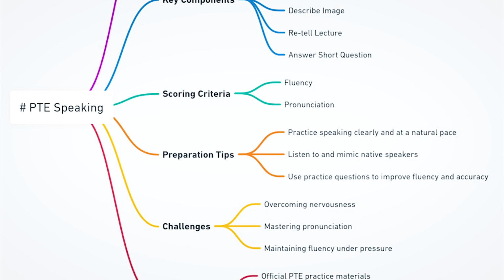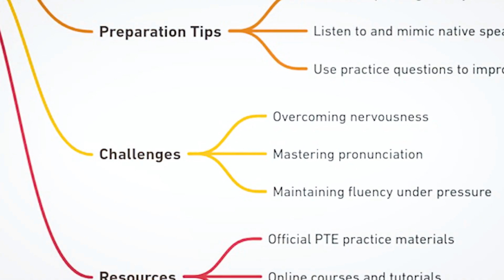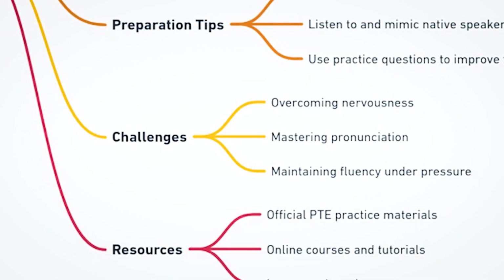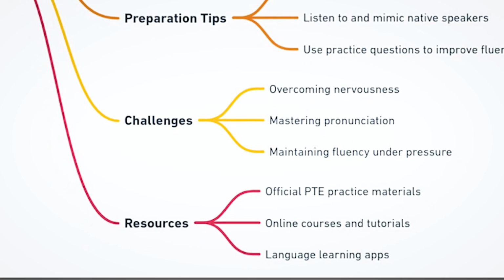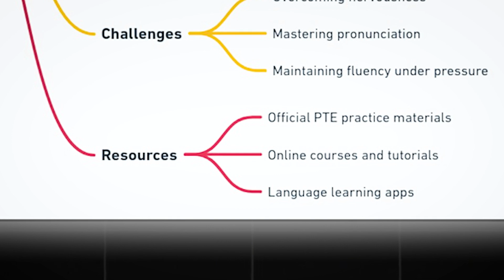Listen to and mimic native speakers. Use practice questions to improve fluency. At the bottom there is challenges, like overcoming nervousness. Most people get nervous when they do the speaking. And at the bottom there is mastering pronunciation. If your pronunciation is not good, you have to work on that one. And at the bottom there is the resources where you can find all sorts of materials.